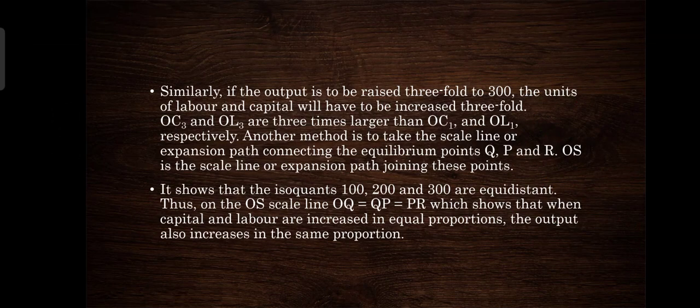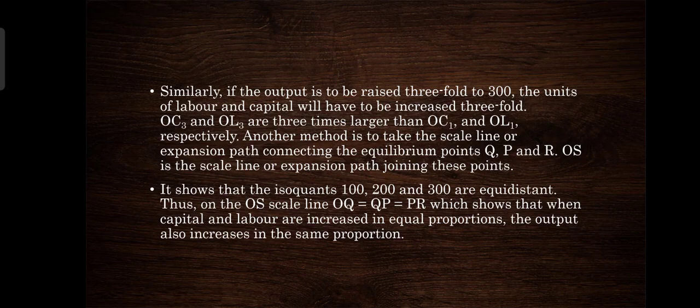Then we can use another method for this, and that is to take the scale line or the expansion path connecting these equilibrium points Q, P and R. OS is the scale line or expansion path joining these points. It shows that the isoquants 100, 200 and 300 are equidistant. Thus, on the OS scale line, OQ is equal to QP is equal to PR, which shows that when the capital and labor are increased in equal proportions, the output also increases in the same proportion.